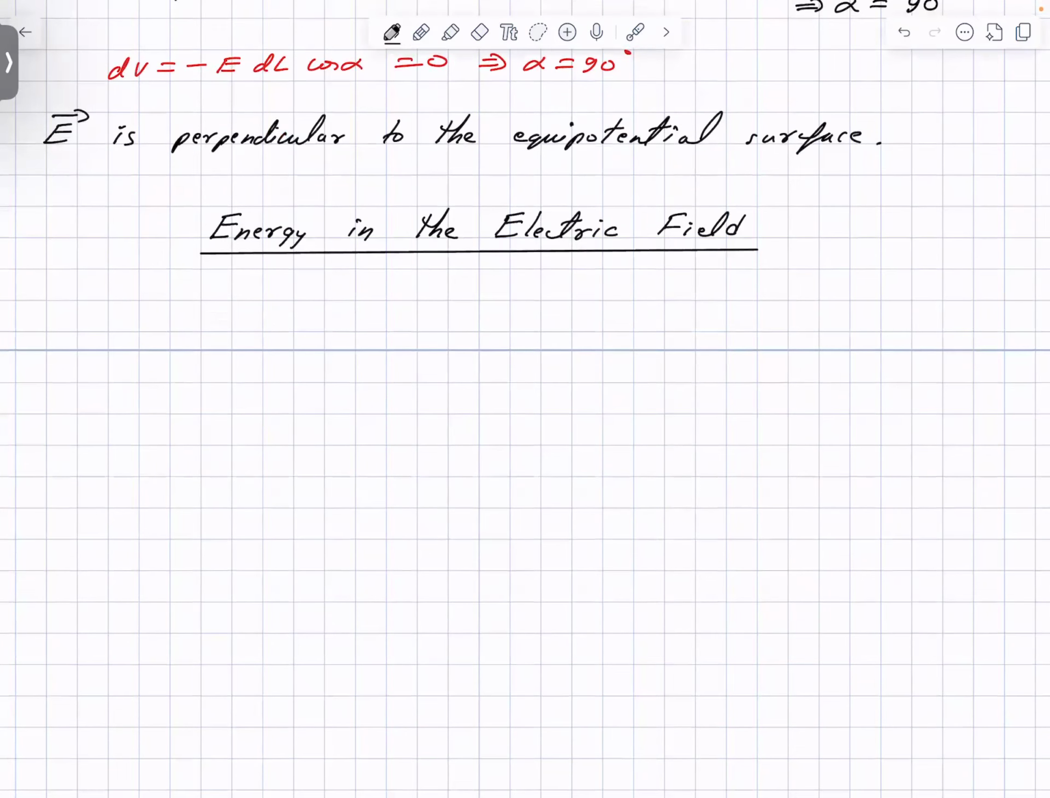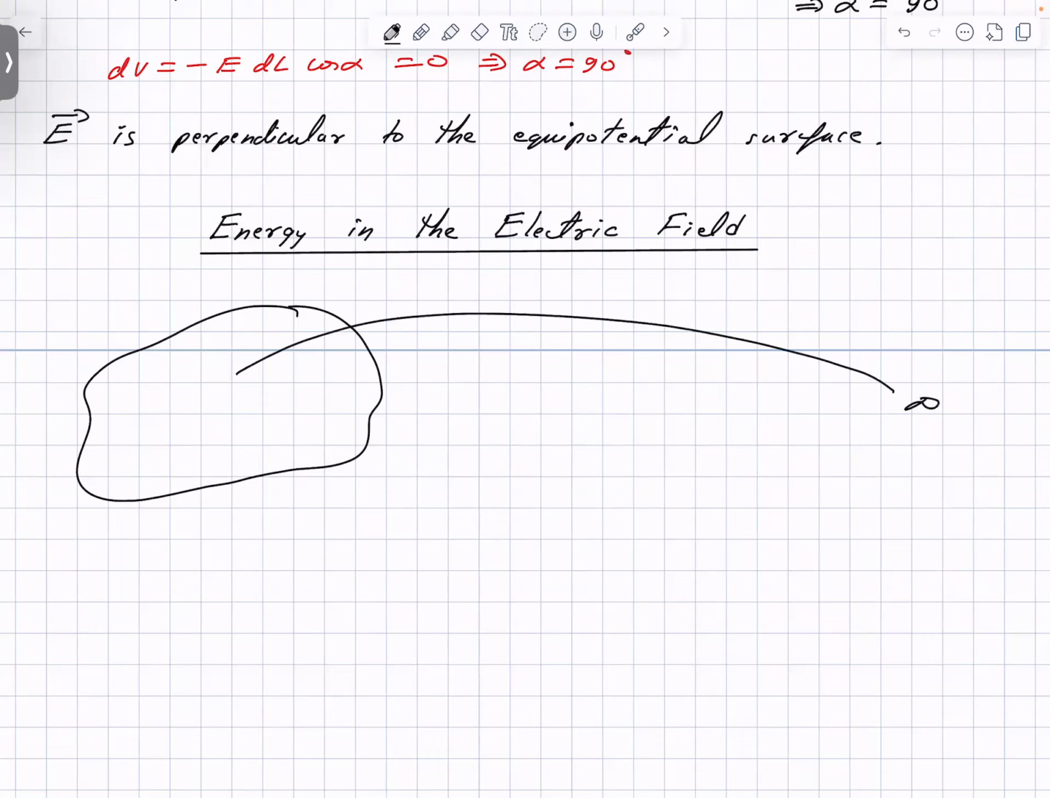So imagine free space. And let's say in this free space, in this volume, we are bringing in several charges from infinity. To bring a charge from infinity to any region, we need energy. So let's say we bring from infinity charge Q1 and we place it at point 1. Then we bring another charge, Q2, and we place it at point 2.